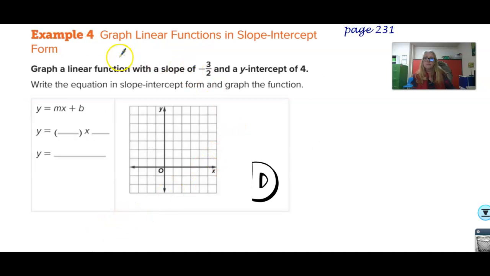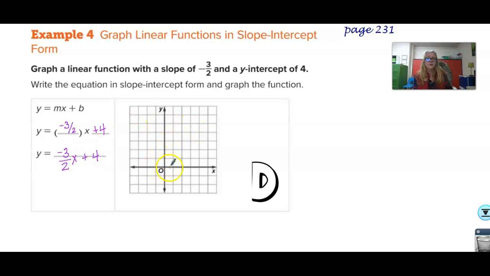Nancy. Okay, so if I tell you that a linear function has a slope of -3/2 and a y-intercept of 4, the first thing you do is you plot the y-intercept. Well, let's go ahead and write the equation how they want it. -3/2 and then plus 4 because it's positive 4. So you would write this -3/2 x plus 4.